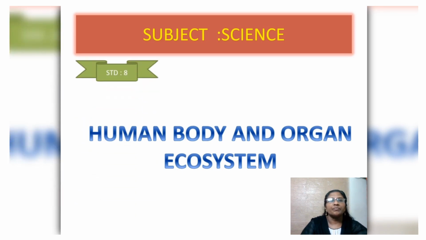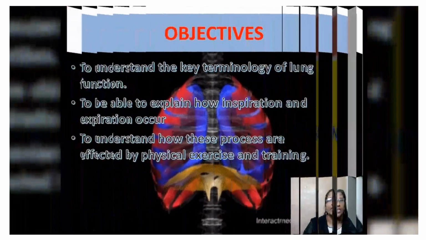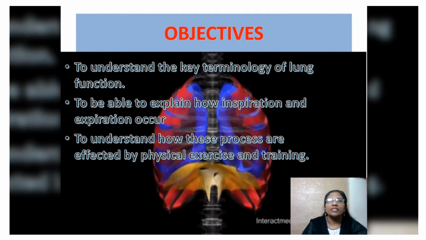Subject: Science, Standard 8, Lesson number 11, Human Body and Organ Ecosystem. The objectives are to understand the key terminology of lung function, to be able to explain how inspiration and expiration occur, and to understand how these processes are affected by physical exercise and training.